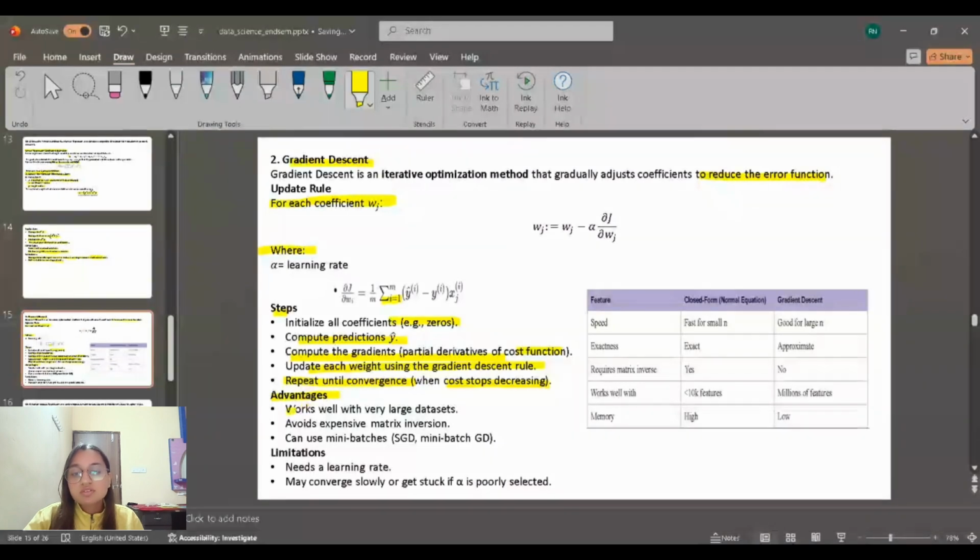Advantages: works well with very large datasets, it avoids expensive matrix inversion, and can use mini batches, SGD and mini batch GD. Limitations: needs a learning rate, and may converge slowly or get stuck if alpha is poorly selected. Features of the closed form normal equation and gradient descent are structured here as a table.